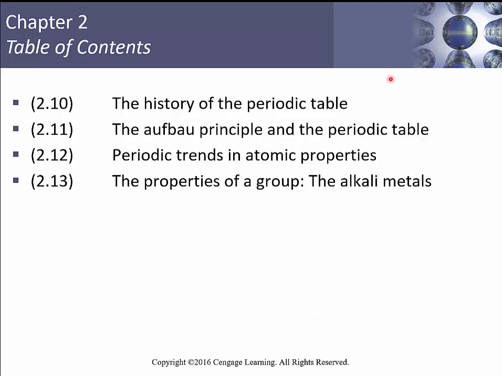We'll look at the history of the periodic table, the Aufbau principle in the periodic table, how those electrons are being built up, and periodic trends in atomic properties, and then the properties of a group. So we're going to look at the alkali metals and some of the other ones, because I don't think your book really does justice to have just one group of elements in there.